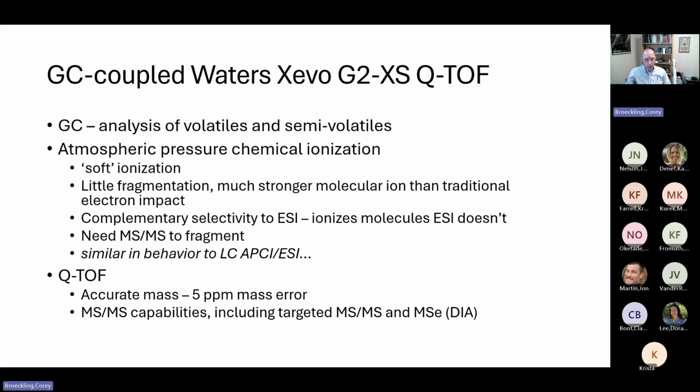And of course, being a Q-TOF, we have MSMS capabilities. So we can either run targeted MSMS experiments or a data independent acquisition mode called MSE, which is MS of everything. So we fragment everything all the time.